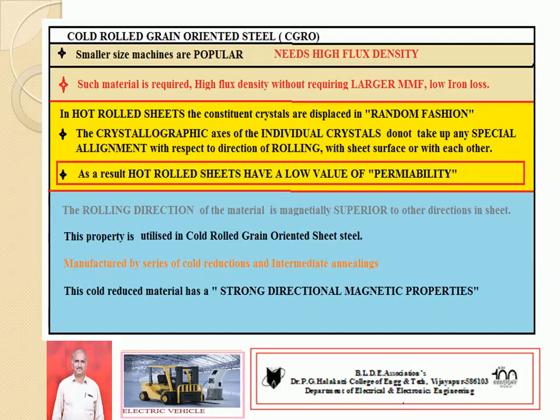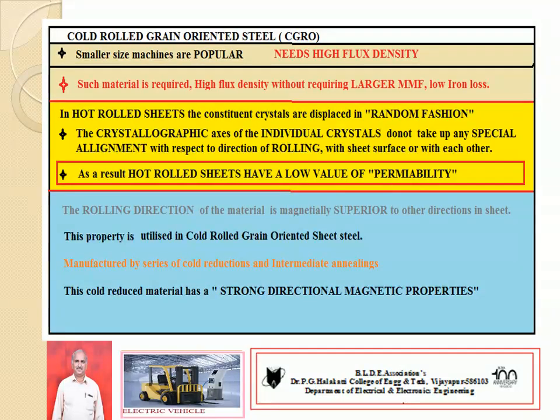Design of the field winding is costly, so the total system becomes costly. Hence, smaller MMF is necessary, and low iron loss. That is also one of the design properties. In hot rolled sheets, the crystal structures are displaced in random fashion. The materials are of crystalline structure, and the material construction depends upon the crystal structure. These crystals are displaced in random fashion. It is observed in hot rolled sheets.